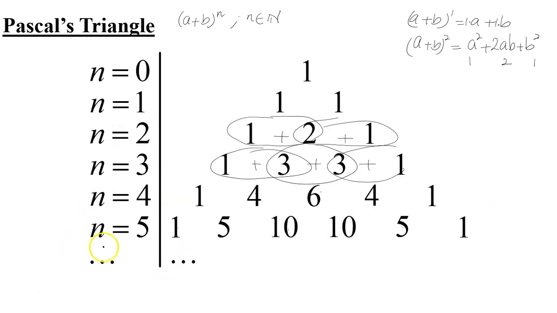And that basically continues. So if I were to find the seventh row of Pascal's triangle, for n equals 6, that would have 1 to start with, then 1 plus 5, that's a 6, 5 plus 10, that's a 15, 10 plus 10, that's a 20, 10 plus 5, that's another 15, and 5 plus 1, that's a 6, and then at the end we'd end with a 1.